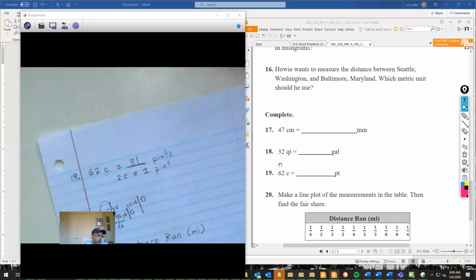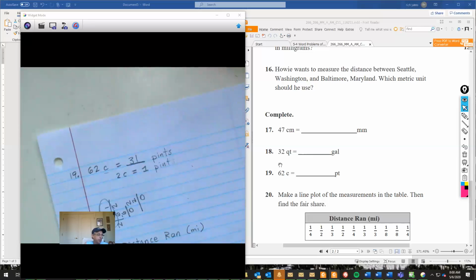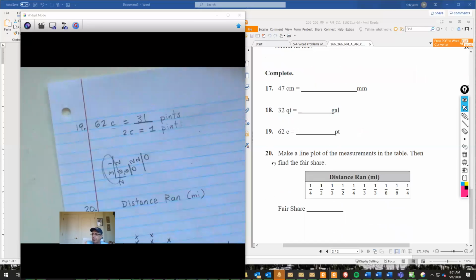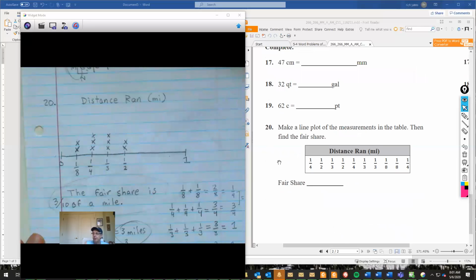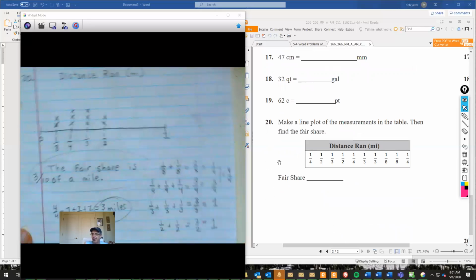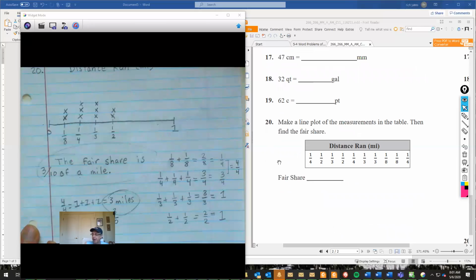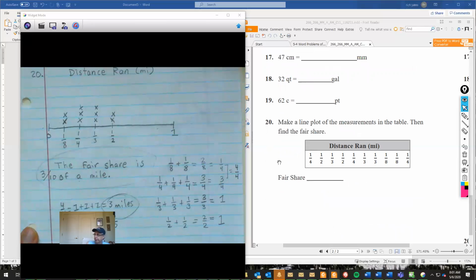Now that's the first part of today's test. Those are the type of questions you're going to see on part 1 of today's test. The second part of today's test is going to be a separate section, and it's going to be making a line plot of the measurements in the table. Now, boys and girls, I did this in more detail and walked you through it, so I'm just going to go through it right now.